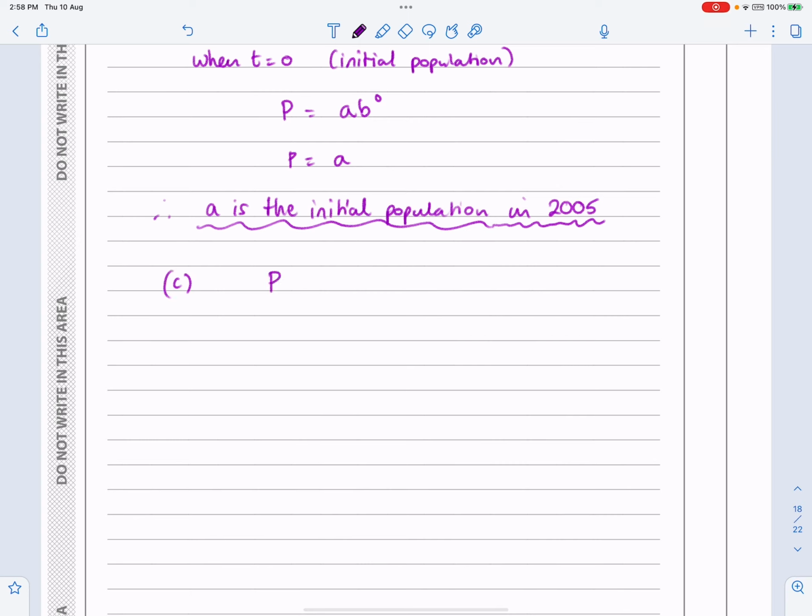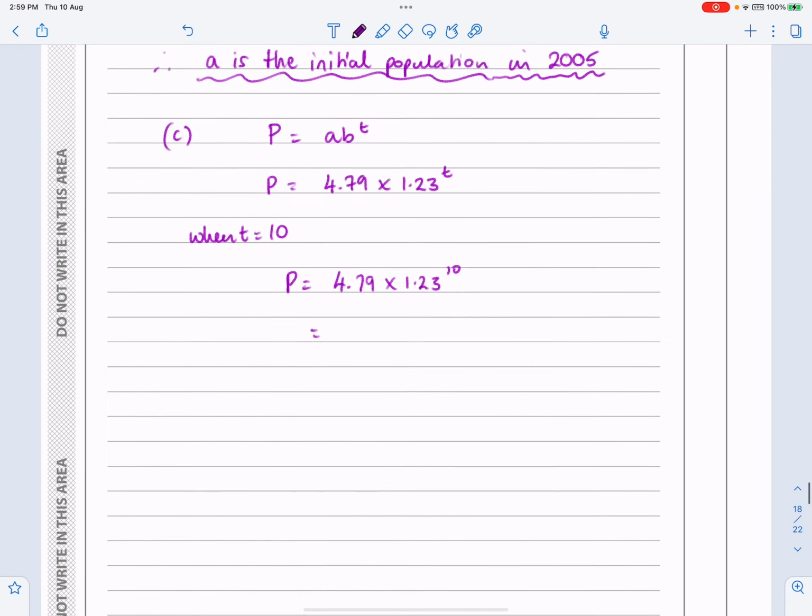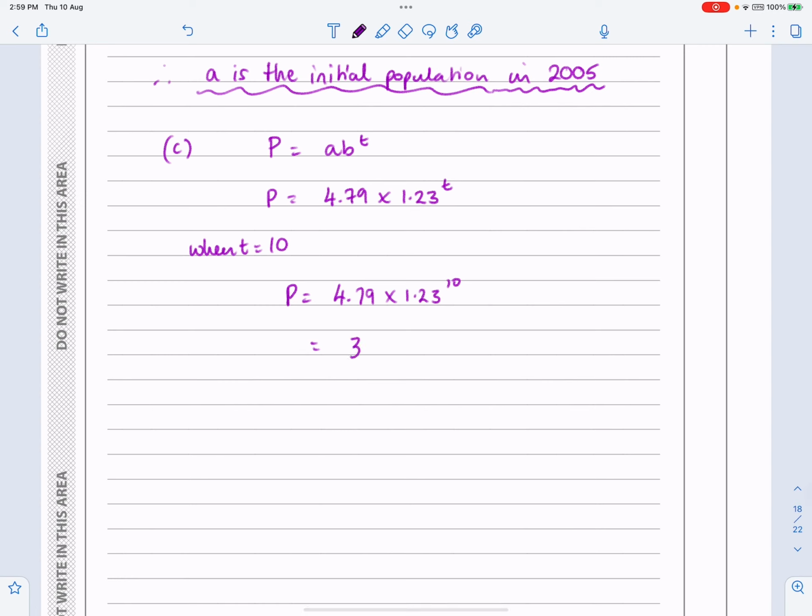We've got P equals AB to the T, so P equals 4.79 times 1.23 to the T. Those two values from part A there. And we're saying when T equals 10, so P is going to be 4.79 times 1.23 to the power of 10. Work out what that works out to be.